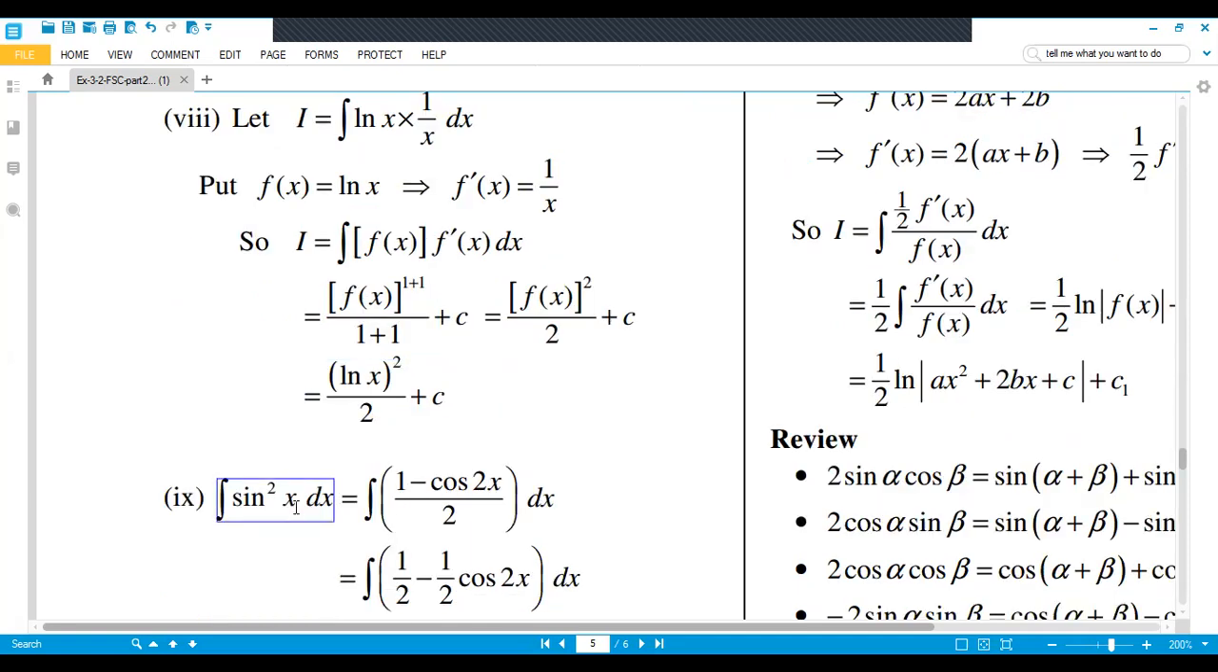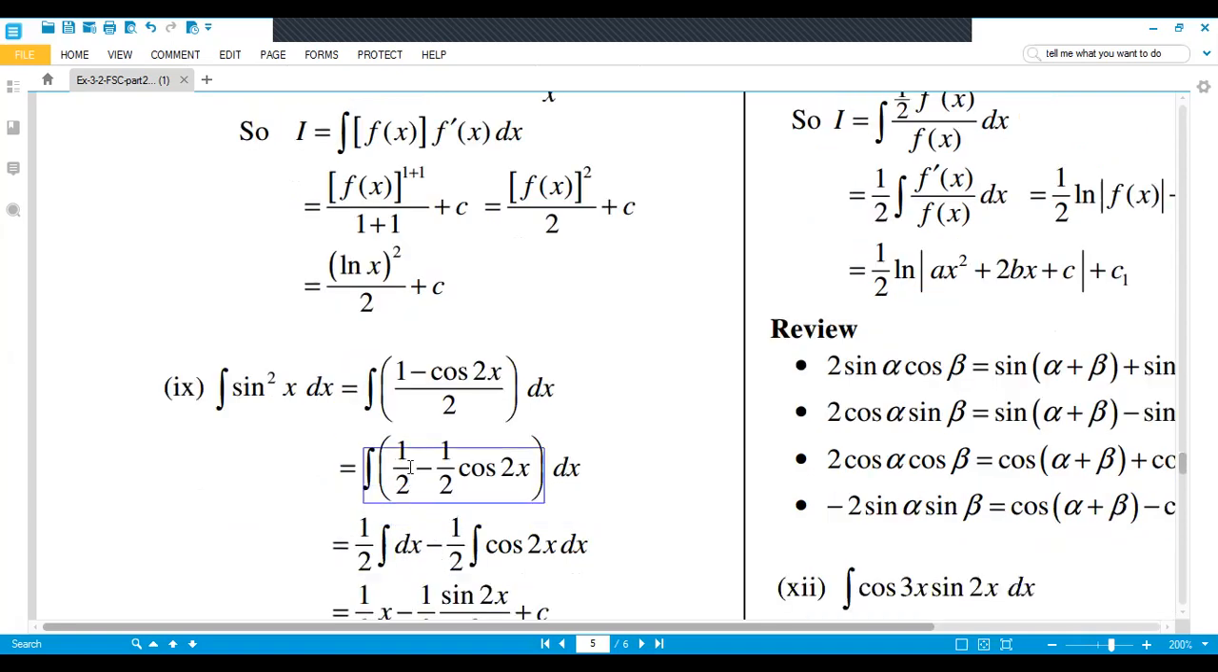Here you are given sine square x dx. Sine square x, you know that in the previous question, in part 7, I discussed with you that sine square x is 1 minus cos 2x divided by 2. So this 2 is divided on each value, 1 over 2 minus 1 over 2 cos 2x.